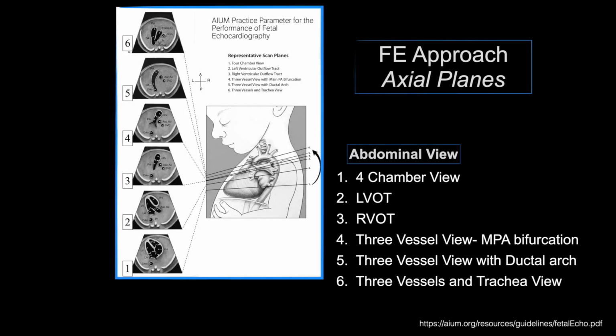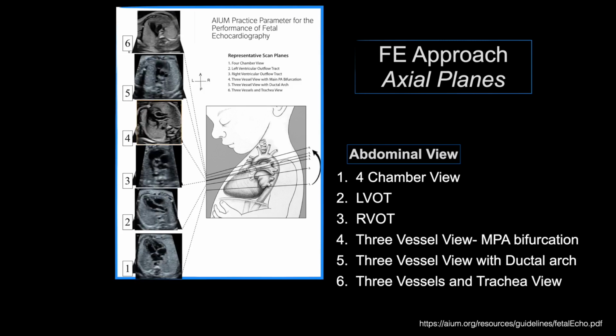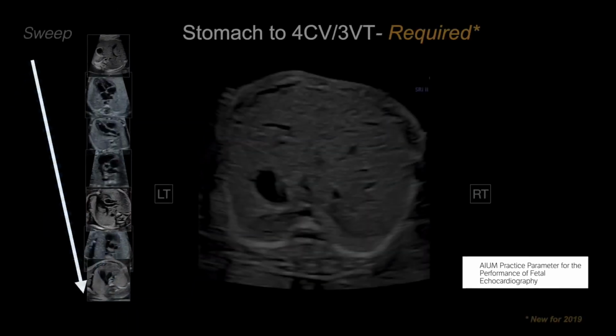So let's talk about the axial planes of evaluation. So here's our 4-chamber all the way up into our 3-vessel trachea view. And of course I like to add in the abdominal view as well, basically just for the sake of completeness.